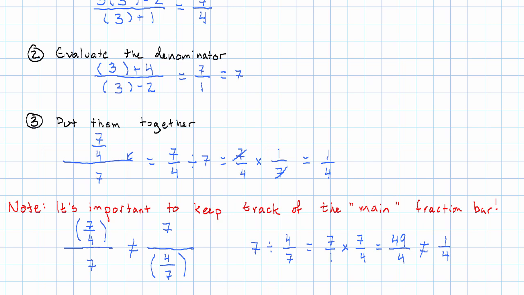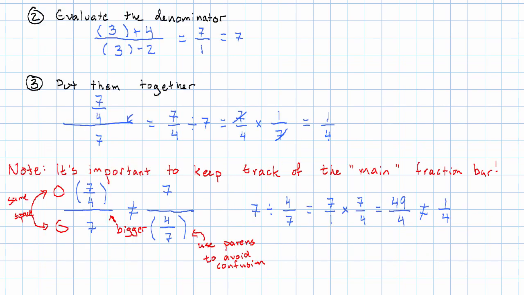You'll notice that I've been doing two things to keep track of that. I've been drawing my main fraction bar really big, and I've been allocating the same number of lines to the numerator and to the denominator on my paper. If you find that you're losing track regardless, you can always put your numerator or your denominator or both in parentheses to help you keep track of which is which.